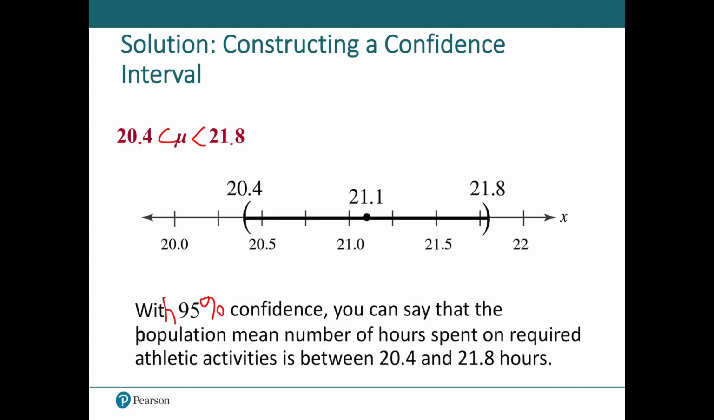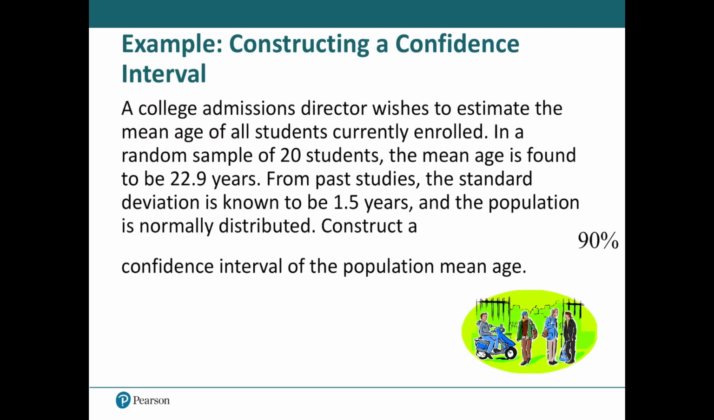So, with 95% confidence, you say that the population mean hours spent on required athletic activities will be from around 20.4 hours to 21.8 hours. You can even get to minutes if you really, really had to. There's no need for that. But yeah, that's a pretty tight interval. And they only had 40 people. So this is already data that was centered in pretty tightly. So we had very tight spread already, and with a sample, it's even tighter.